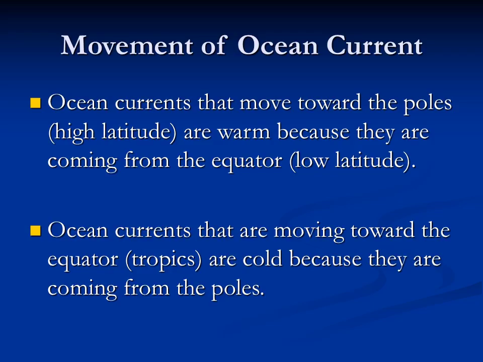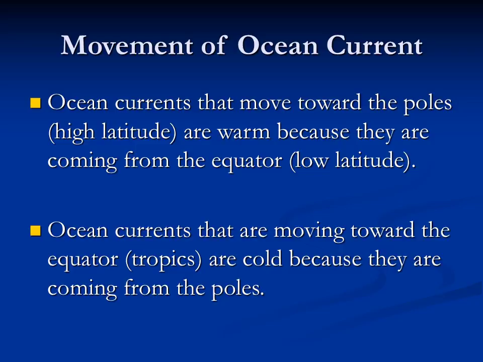Ocean currents that move toward the poles are higher latitudes, and there's a picture in just a second to give you a visual. So the ocean currents that move toward the poles are warm because they're coming from the equator. So remember, the equator is 0 degrees latitude. So anything coming from the equator or around the equator is going to have warmer water. So it's going to take warmer water up to the poles.